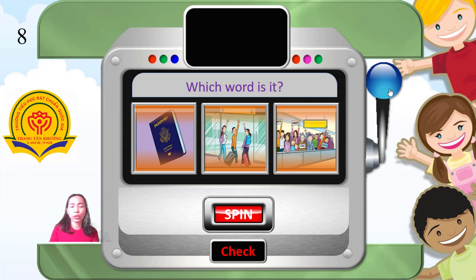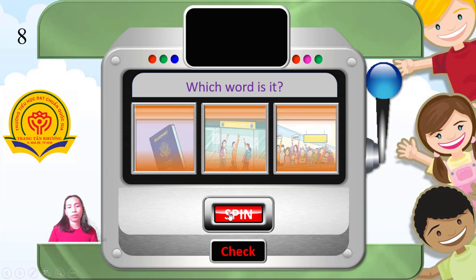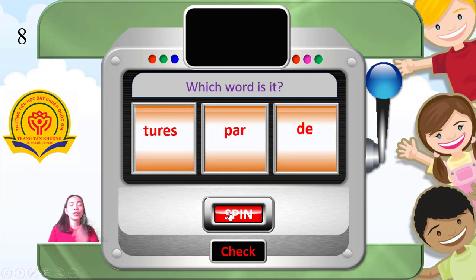Can you see the three pictures that you learned before? Passport, departures, and arrivals. Let me spin so that you can see the word. Okay, can you guess what word it is? Tell me, please. That's right. Let me check. Departures. Yes, thank you. And you see, you have just seen some words that you learned before: departures, luggage, passenger, arrivals, a newspaper, magazine, money.